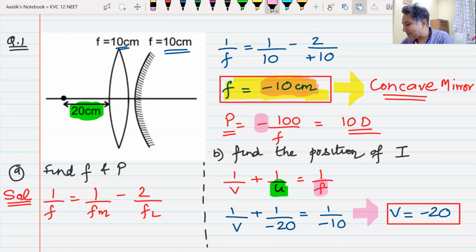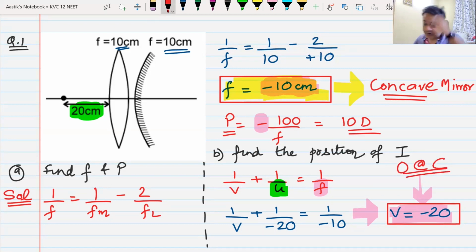Now you can also understand why this image is forming at the same position. Because the object is placed at the center of curvature, which is situated at a distance of 2 times F. Radius of curvature is 20 centimeters. The object is placed at the center of curvature and therefore the image will be formed at the same position. Do we understand this? Yes or no?